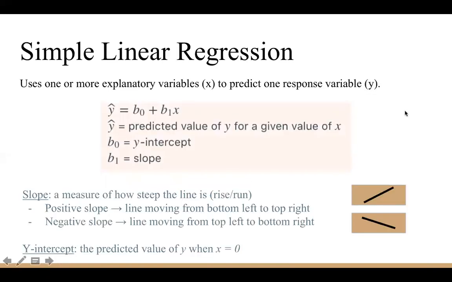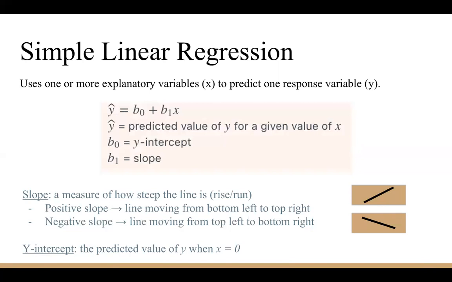Okay, so simple linear regression. Simple linear regression uses an explanatory variable, remember, your x variable or the independent variable, to predict a response variable, which is y, or the dependent variable. It's similar to what you remember from algebra, y equals mx plus b. It has a similar formula. Your predicted value of y is equal to your y-intercept plus your slope times your x.